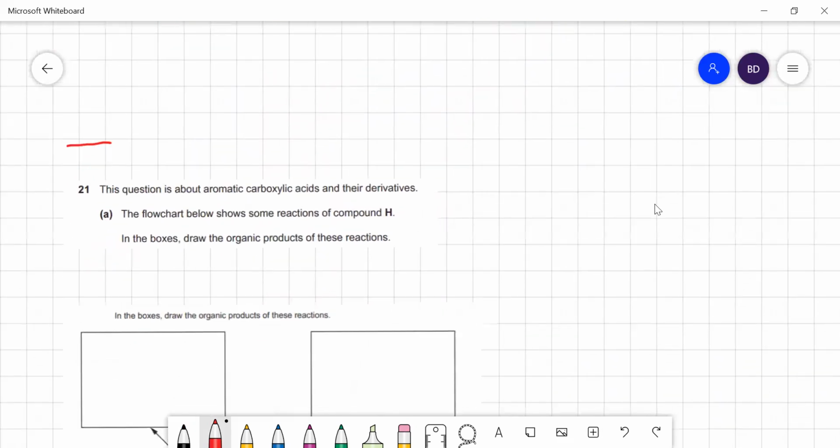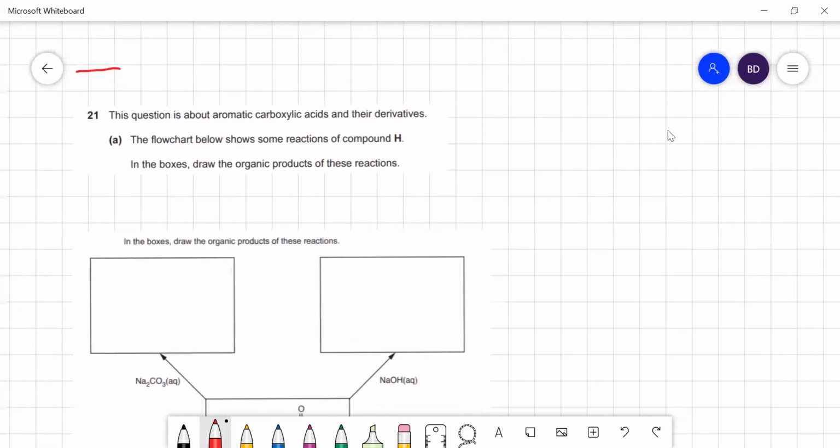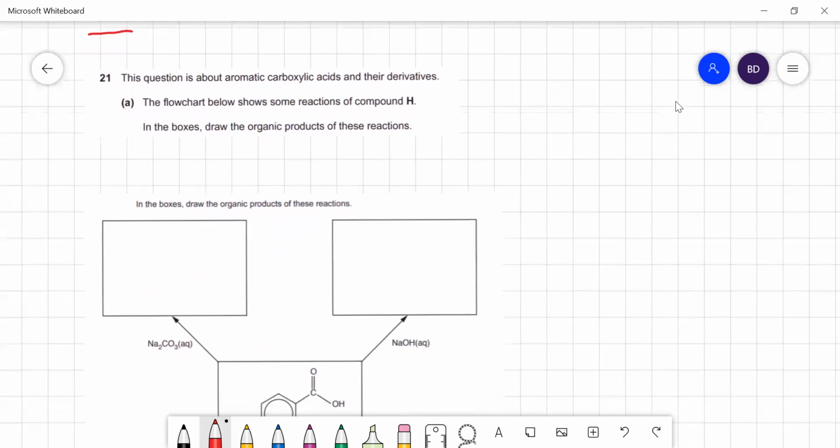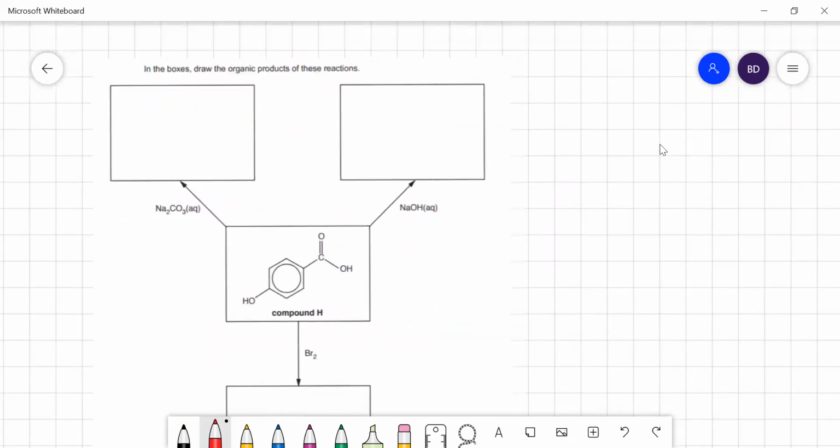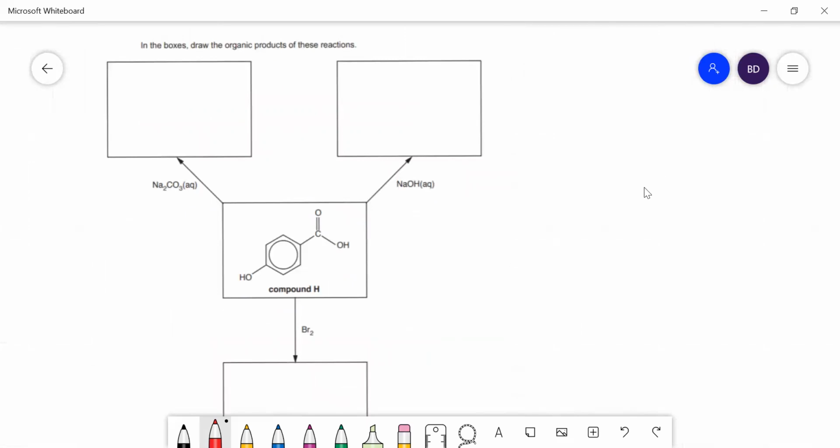Okay, so a question is about aromatic carboxylic acids and their derivatives. The flow chart shows some reactions of compound H. Okay, so we've got compound H here, and how is that going to react? Okay, so we've got to draw, right, so we're going to react a carboxylic acid with NaOH, which is a strong base, OH minus, so that is going to remove a proton from there.